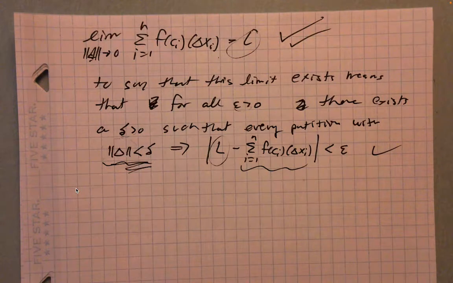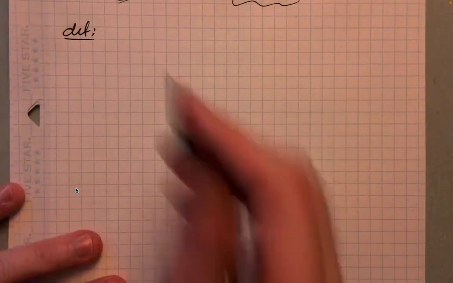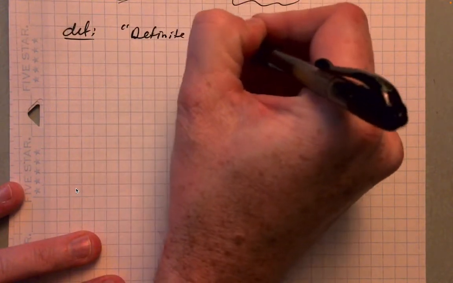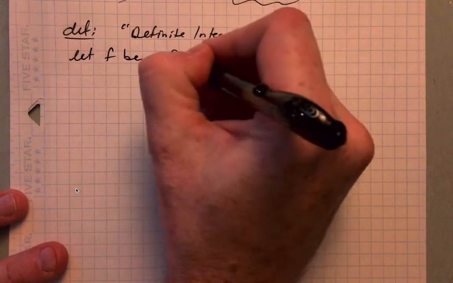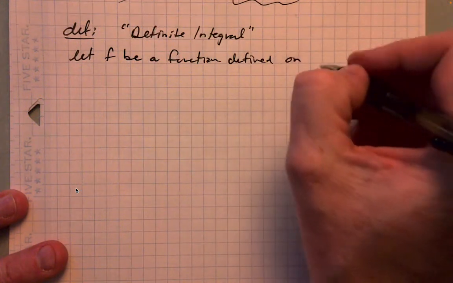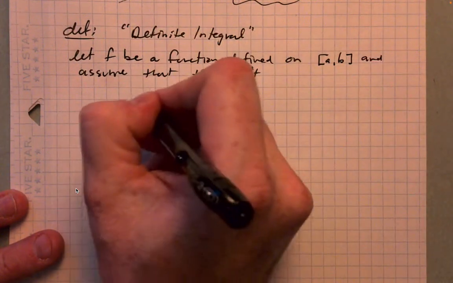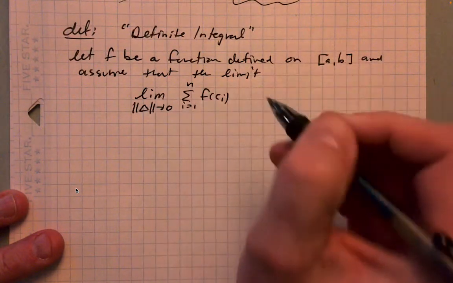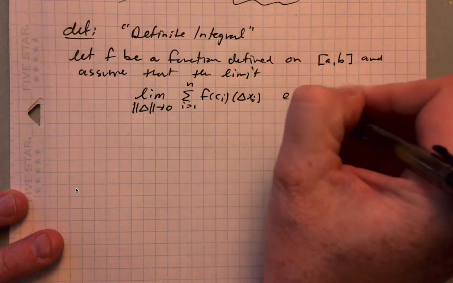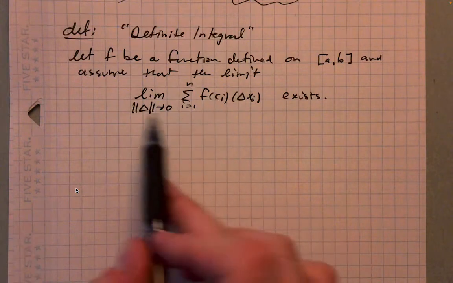So let's go ahead and define the definite integral quickly. This is going to be a definition, kind of an important one. This will be the definite integral. Let f be a function defined on the closed interval [a, b], and assume that the limit we just looked at, the limit as the norm of the partition goes to 0 of the sum i equals 1 to n of f of ci delta xi, exists.